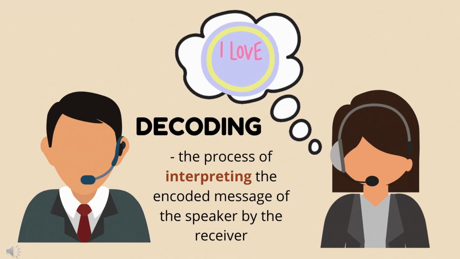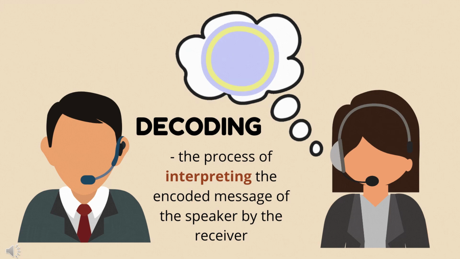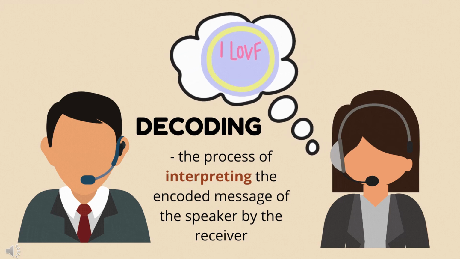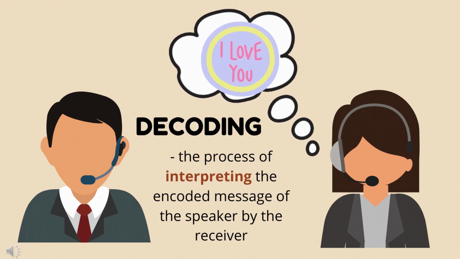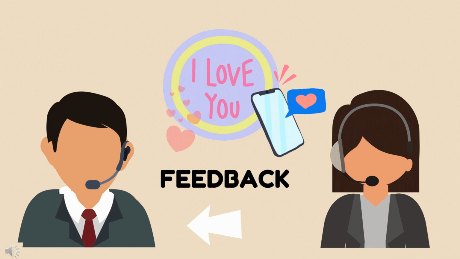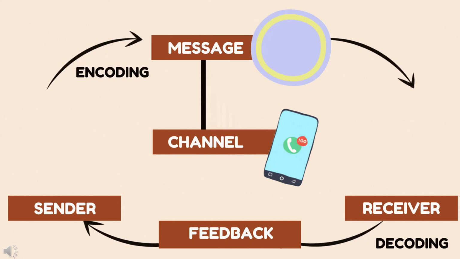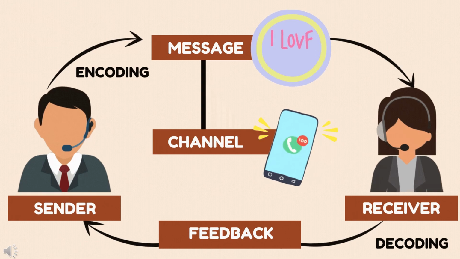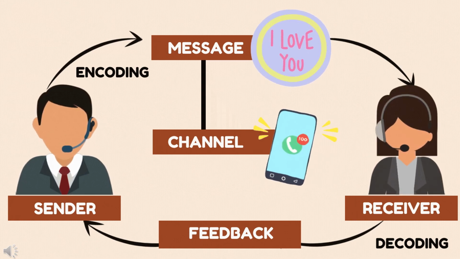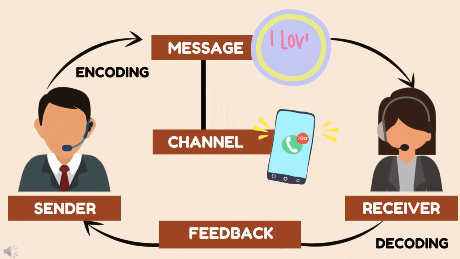Next, the message is received by the receiver, who undergoes the process of decoding. The message is interpreted, and the receiver attempts to analyze and understand it. Lastly, the receiver will provide a feedback in the form of a reply to the original sender of the message. In this case, the receiver sends an I love you too message to the sender. A mutual understanding is then formed between the two of them.